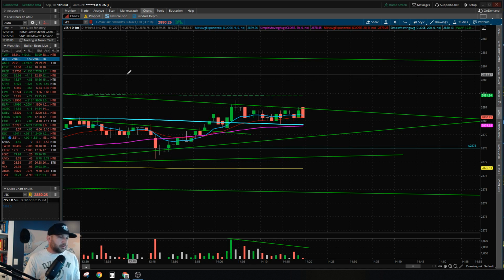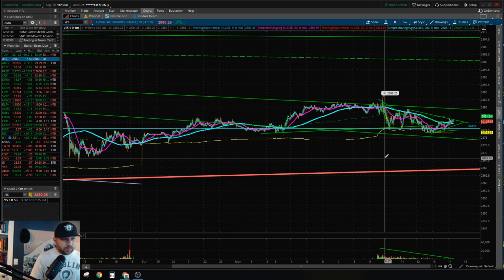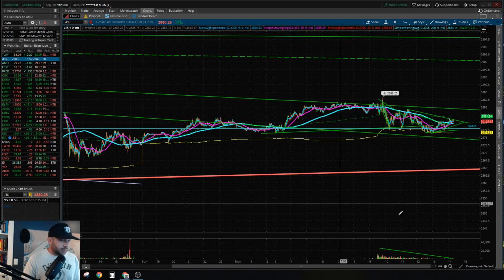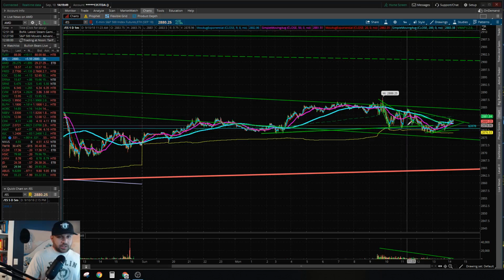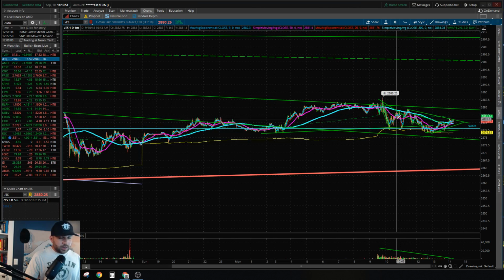So I use futures, and we kind of tell people, trade in the direction of the market. So if the market's kind of range trading, if it's really choppy in this tight spread, it can make it a little bit tougher to trade some bigger stocks.